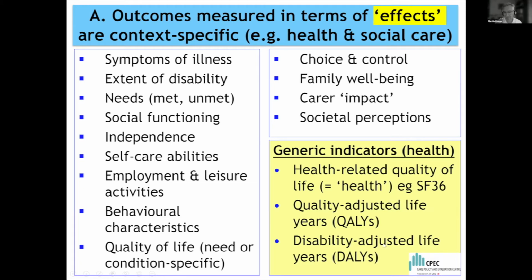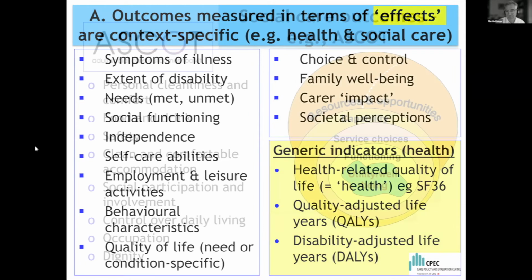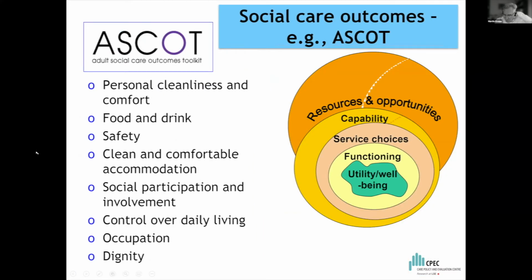And one of those is this thing called QALYs, which I'm going to define in a moment. Okay, so one approach to measuring these outcomes is in terms of these sort of natural units. And you will all, I'm sure, be familiar with the Ascot scale. It's not the only show in town, but it is a pretty good show.